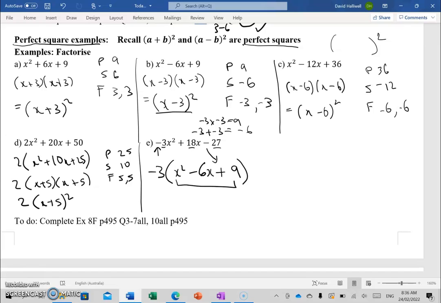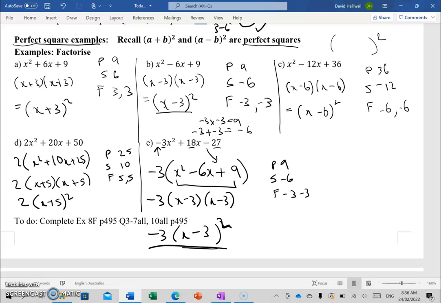Okay, so I'm looking at this bit here. Product of 9, sum (the number in front of x) negative 6. Factors, I reckon 3 and 3 with both negative will work. Okay, convince yourself that that works. So we've got negative 3 bracket x minus 3, x minus 3. So that's going to be negative 3 bracket x minus 3 all squared.